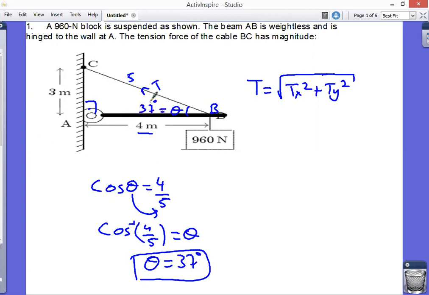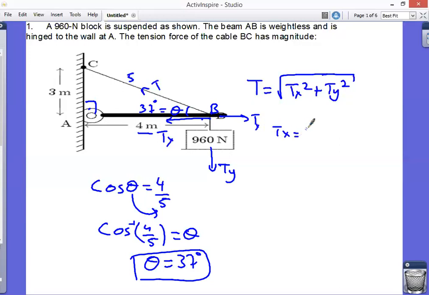Then, second of all, let's check for the vertical and horizontal components. What kind of component is this? The weight is going to be our vertical component. What about our horizontal component? We don't know anything about our horizontal component over here. This is for Tx.